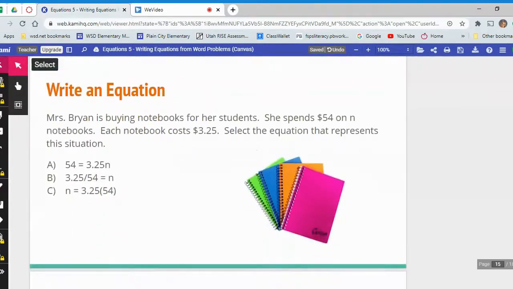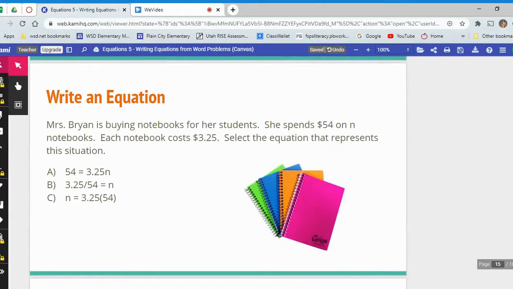Okay, a couple more. Go ahead and work out that one. Press play when you're ready. Okay, let's go through this. Let's get our setup. Mrs. Bryan is buying notebooks for her students. She spends $54 on N notebooks. We don't know how many she bought, but she spent $54. We know that each, we're starting to see that word a lot, notebook costs $3.25. Select the equation that represents this situation.